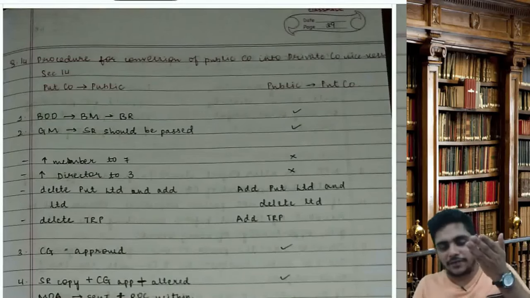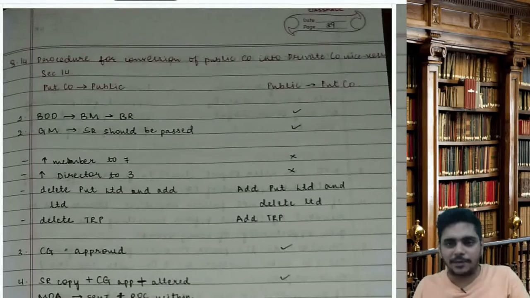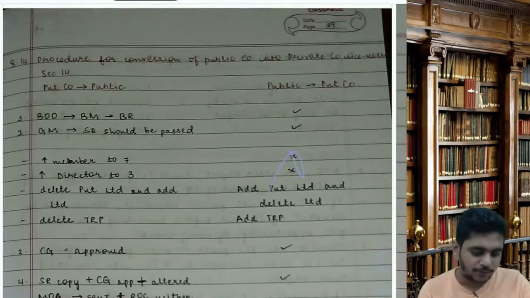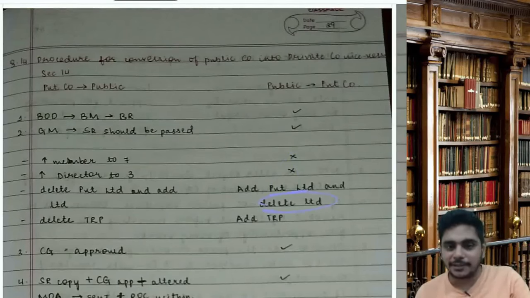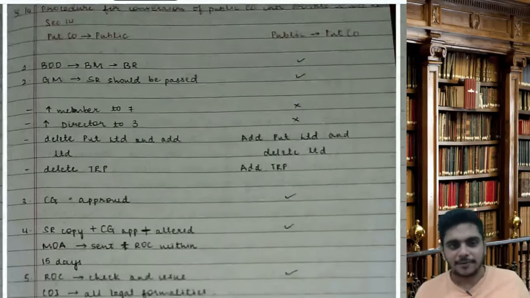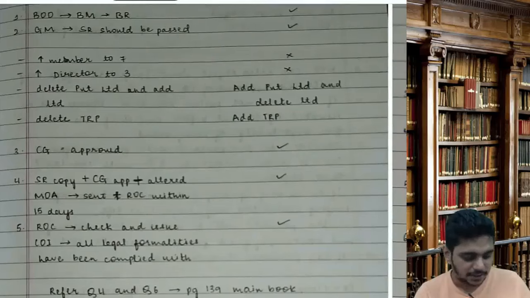Increase the members to 7. Increase the directors to 3. Delete the words private limited, add the word limited, and delete TRP. Here these two points will not come. Add private limited and delete the word limited, and here you will add TRP. Then here also CG will give the approval, CG will give the approval.